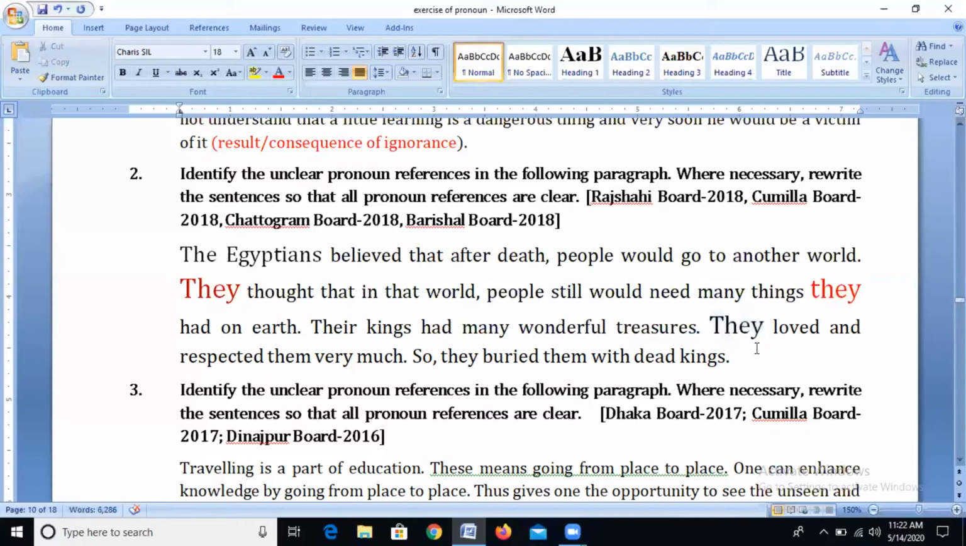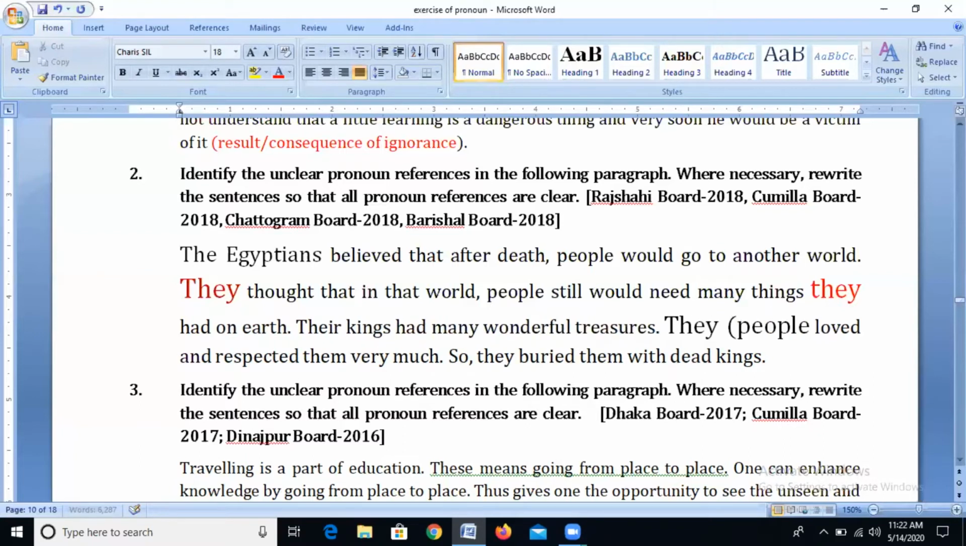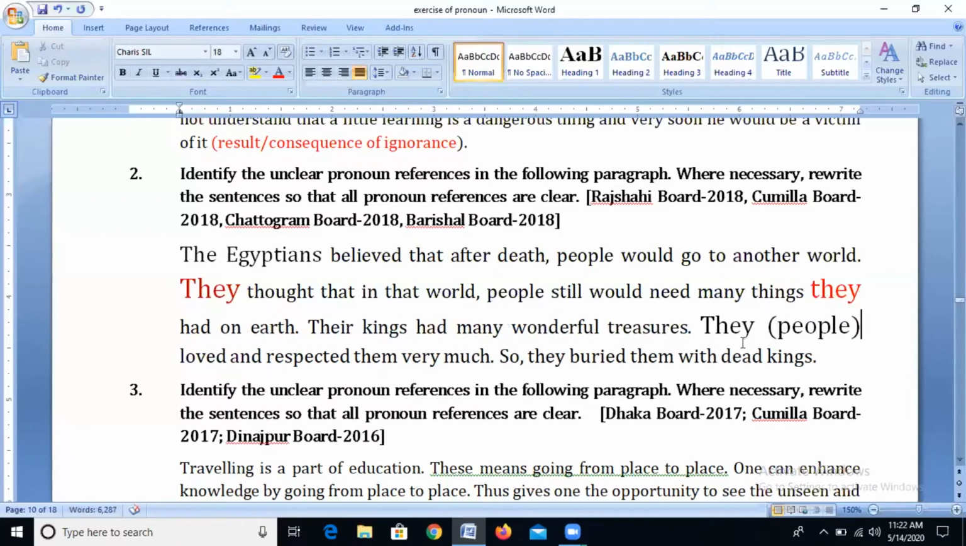Undoubtedly, people. This they refers to the people. Their kings had many wonderful treasures. They loved and respected them very much. So they buried them with dead kings. This they refers to people. This is the correct answer. They is not wrong here. They is correct, but they creates confusion. Understand? This they creates confusion.